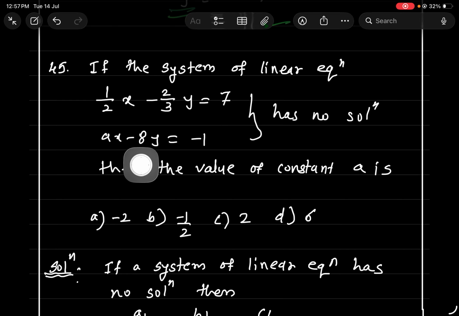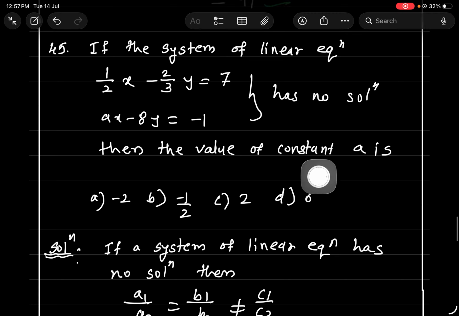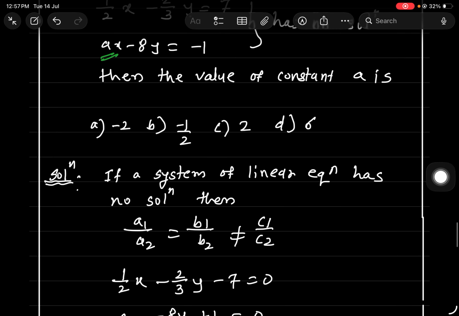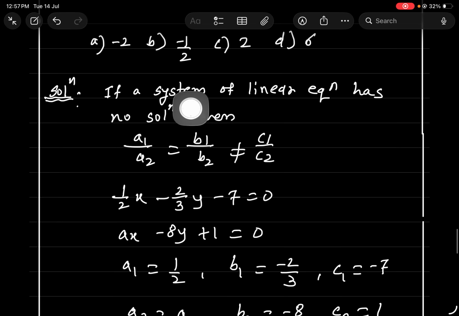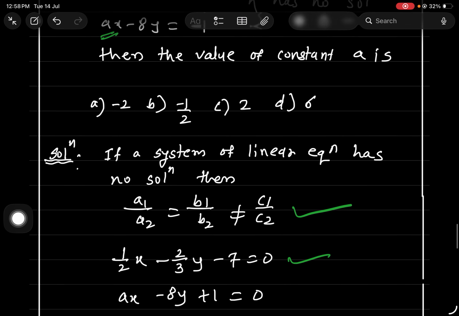If the system of linear equations 1 upon 2 x minus 2 upon 3 y equal to 7 and ax minus 8y equal to -1 has no solution, find the value of the constant a. That value of a we have to find. So equations are given, and the system of linear equations has no solution. If no solution, then this condition is there: a1 upon a2 equal to b1 upon b2 not equal to c1 upon c2.